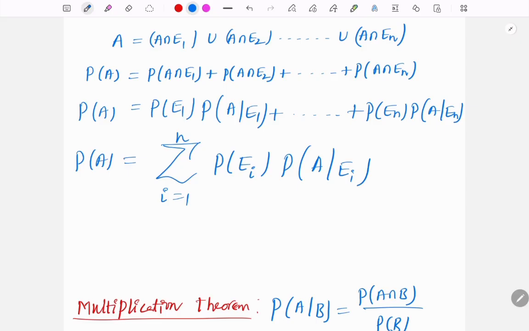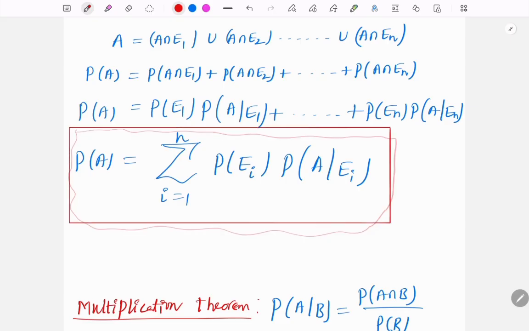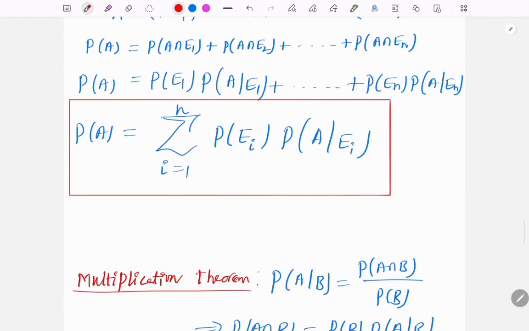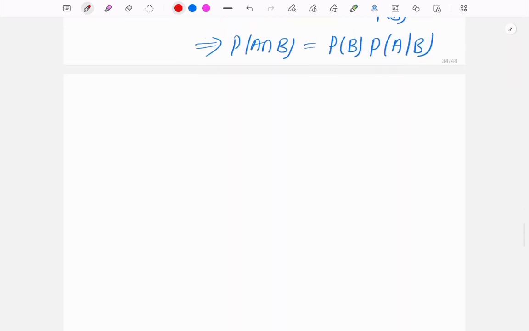This is my law of total probability derivation. Clear? Next one, coming to Bayes' theorem. Bayes' theorem is just an application of the law of total probability. Clear? It should not be difficult. And also students, in Bayes' theorem, right? Okay, first I will write that one.